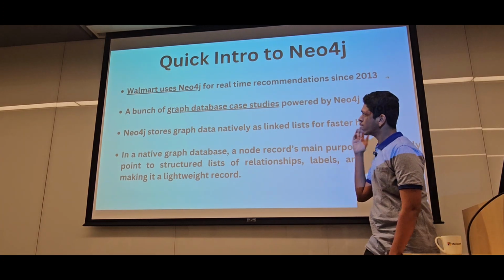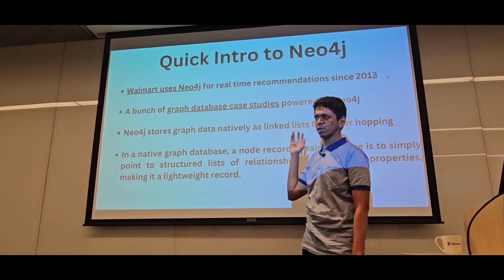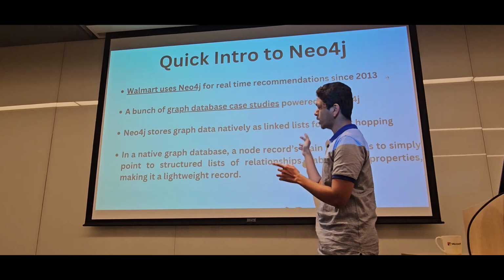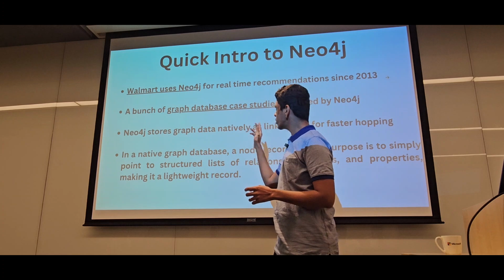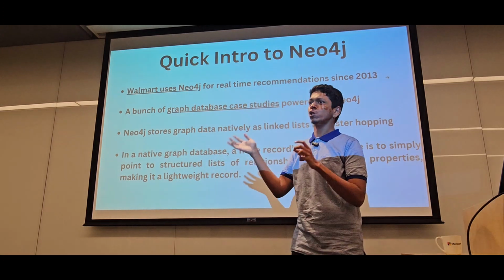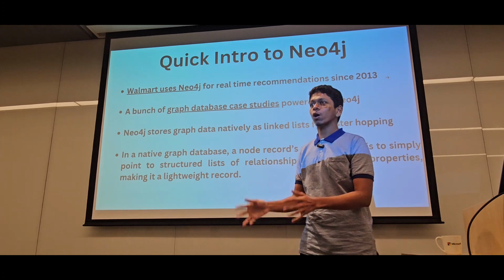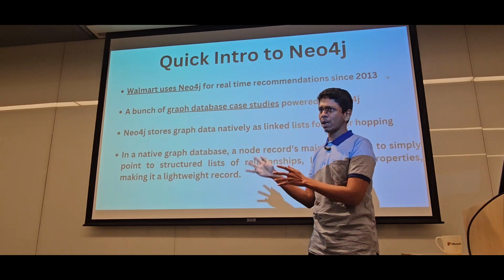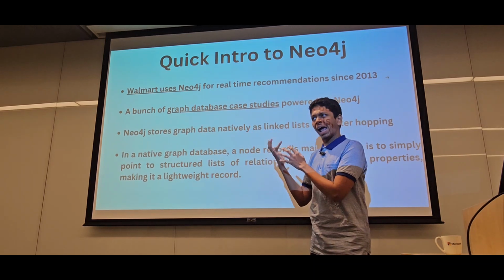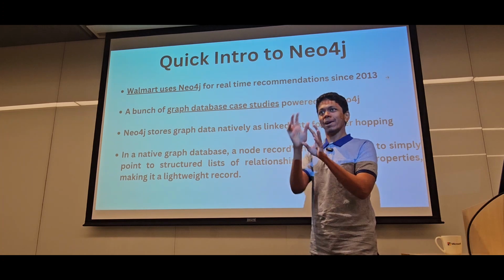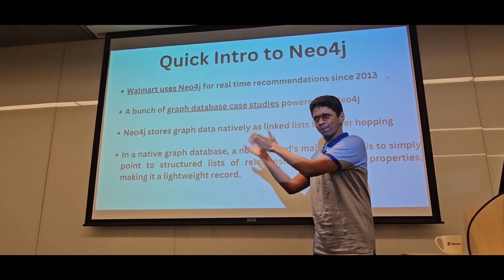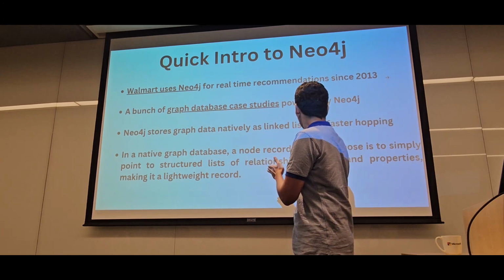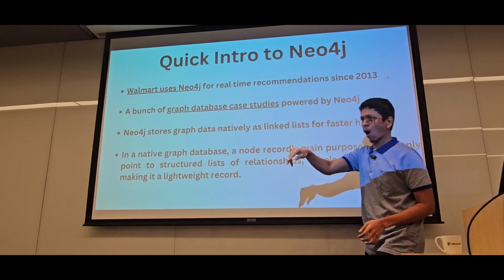On the Neo4j website, we can find a bunch of graph database case studies from organizations across the world. Neo4j stores graph data natively. Now, why am I stressing on native? Because there are also non-native graph databases. What do non-native graph databases do? They store your data in RDBMS, Cassandra, or a document-oriented DB, and they give you a graph interface. So you feel like you're playing with a graph, but behind the scenes it is tables, and that's why it is slow. So Neo4j is like a linked list. You just hop.